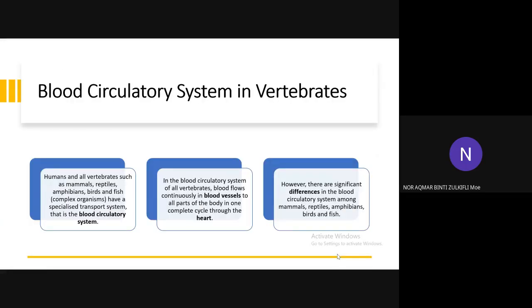Okay, now we look into the blood circulatory system in vertebrates. Humans and all vertebrates such as mammals, reptiles, amphibians, birds, and fish, being complex organisms, have a specialized transport system, that is the blood circulatory system. In the blood circulatory system of all vertebrates, blood flows continuously in blood vessels to all parts of the body in one complete cycle through the heart. However, there are significant differences in the blood circulatory system among mammals, reptiles, amphibians, birds, and fish.